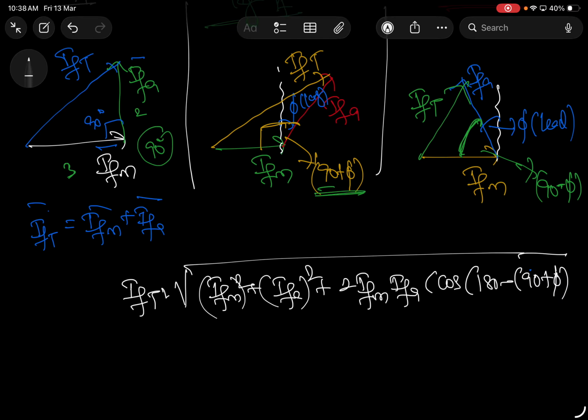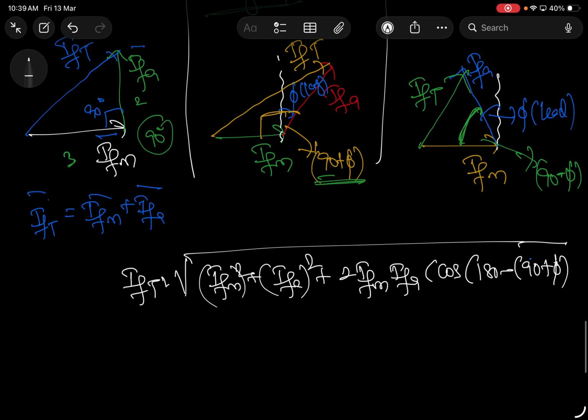So IFT equal to under root of IFM square plus IFA square plus 2 into IFM into IFA into cos of (180 minus (90 plus phi)). Cos of 180 minus theta is minus cos theta. So you can also rewrite it as minus of 2 into IFM into IFA into cos of (90 plus phi). In some other textbooks, whatever you want to write, but confine yourself to one formula. As everyone is maths based, you can simplify it, but stick to one formula here.